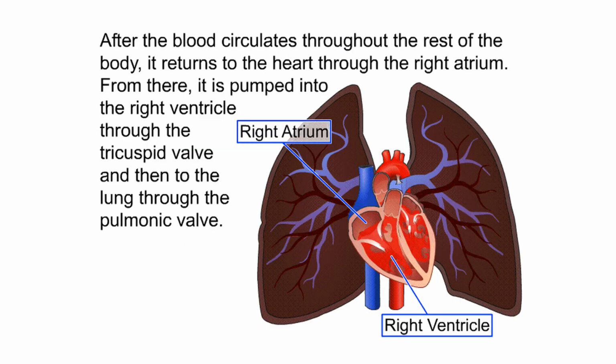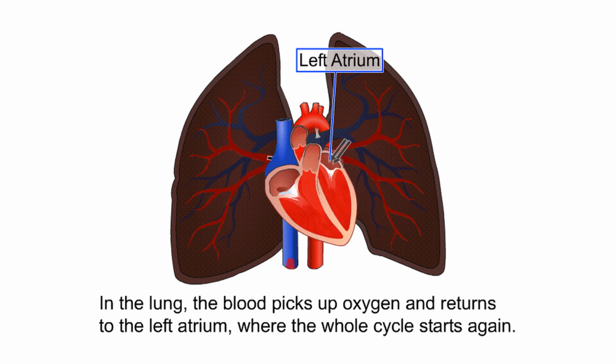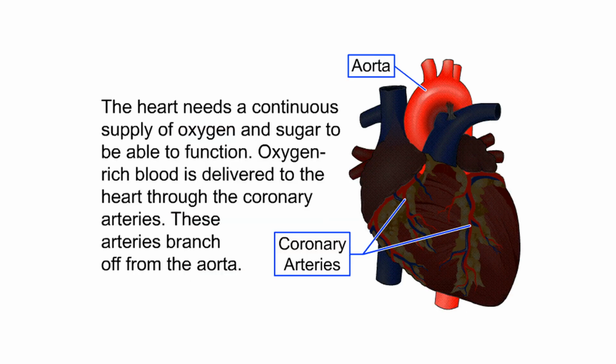After the blood circulates throughout the rest of the body, it returns to the heart through the right atrium. From there, it is pumped into the right ventricle through the tricuspid valve and then to the lung through the pulmonic valve. In the lung, the blood picks up oxygen and returns to the left atrium where the whole cycle starts again. The heart needs a continuous supply of oxygen and sugar to be able to function. Oxygen-rich blood is delivered to the heart through the coronary arteries. These arteries branch off from the aorta.